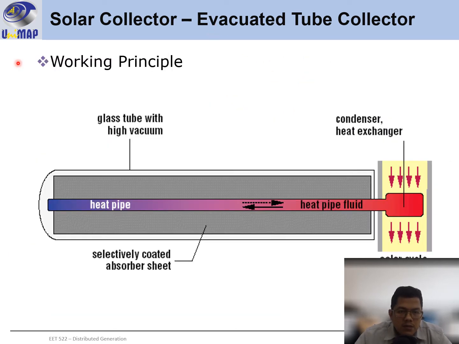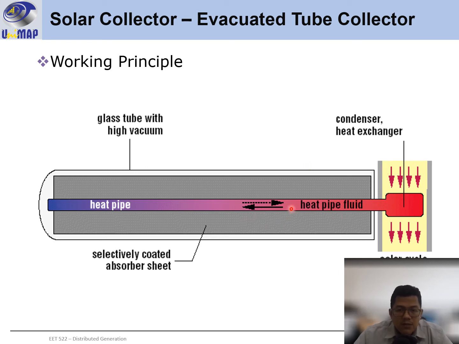Okay, this is the working principle of the evacuated tube collector, the same as I explained before. You will have the glass tube with high vacuum. The vacuum serves the purpose of reducing the heat loss through conduction and convection loss. Okay, because if there is some movement of the liquid or the material inside here, it will produce convection losses. And because we have a vacuum inside here, we can prevent the conduction losses as well.